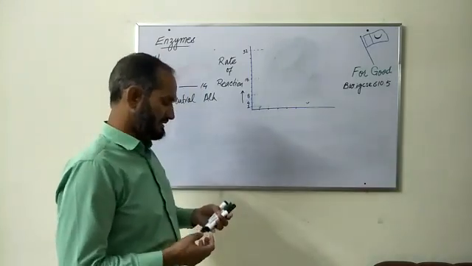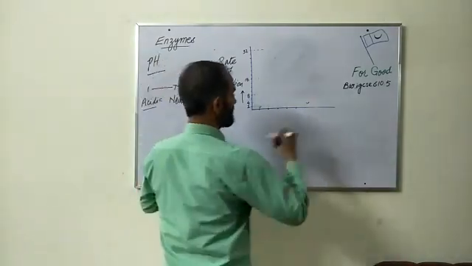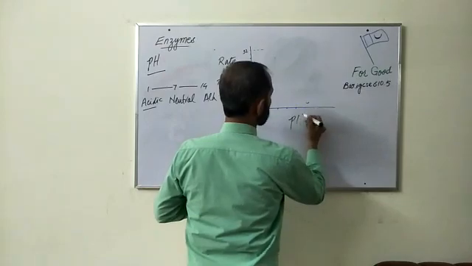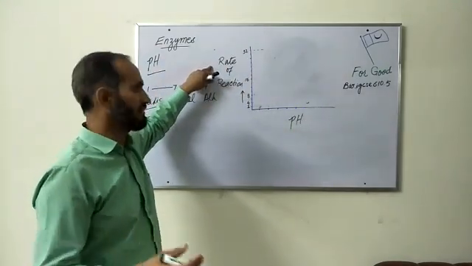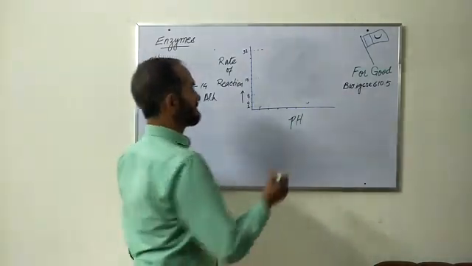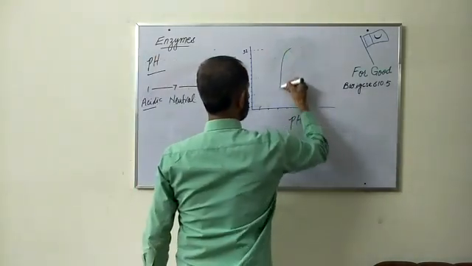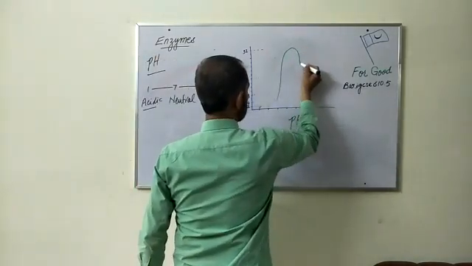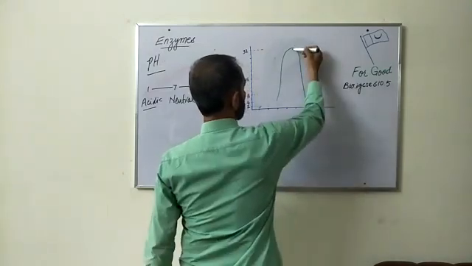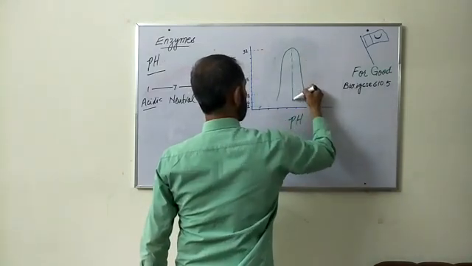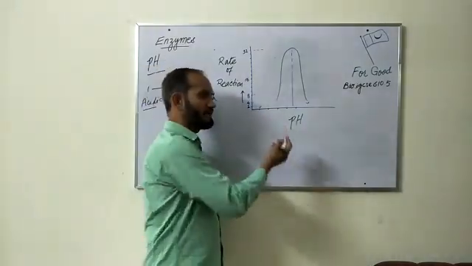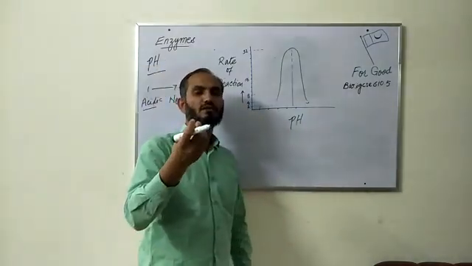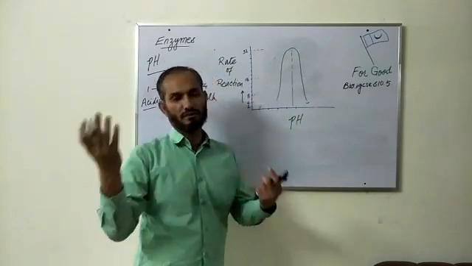Here in this case, if we put the pH on x-axis and the rate of reaction as a dependent variable on y-axis, there will be a bell-shaped curve like this. The optimum pH is where the rate of reaction is maximum. This can be any pH for some enzyme.